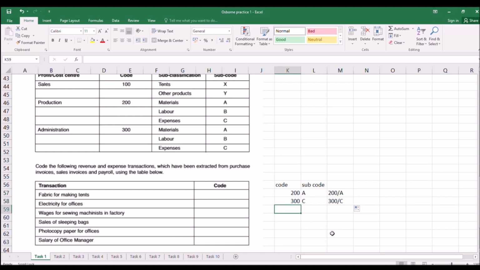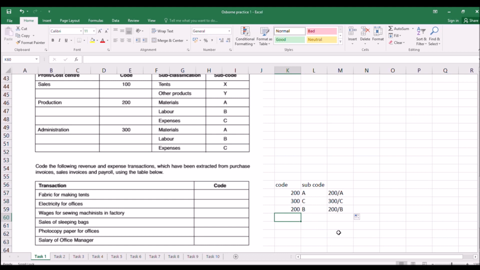Okay. Wages for sewing machinists in the factory. So we're in the factory, so we're in production, 200. And we've got labour, which is B. And so it would look like that.